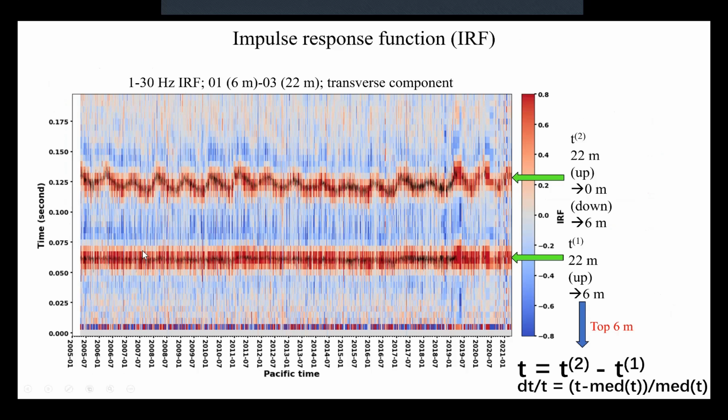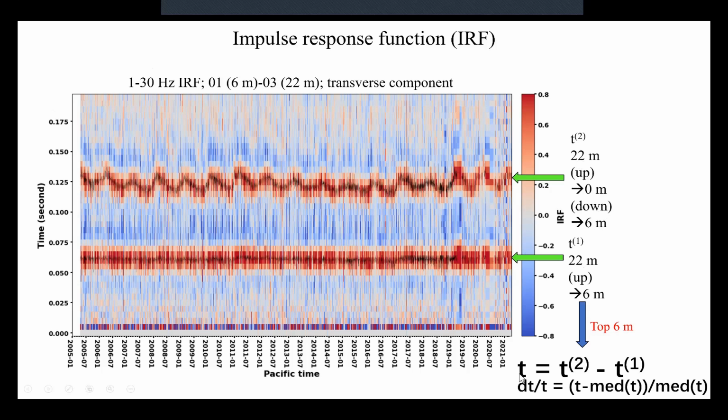Here we calculate the impulse response function from all recorded events between the 6-meter and 22-meter borehole stations. There are 2 dominant peaks. The one at T1 shows the travel time of direct waves from 22-meter to 6-meter, while the other peak at T2 corresponds to travel time of waves from 22-meter to surface, and then reflected downward to the 6-meter.